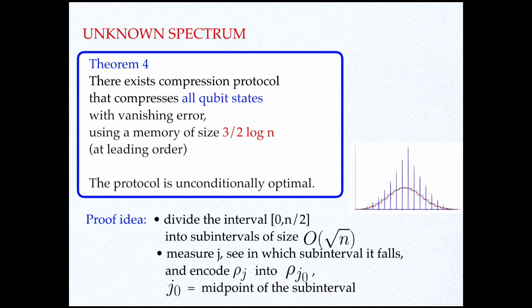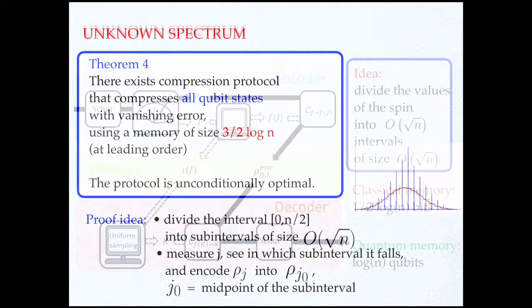So you apply the previous protocol, pretending that you know the spectrum. And this is pretty much the optimal thing you can do. So just discretize the spectrum, discretize the angular momentum into intervals of size square root of n, and then apply the protocol with known spectrum. We can prove that this is actually optimal in the ultimate information theoretic sense.